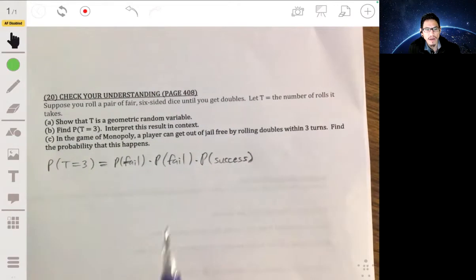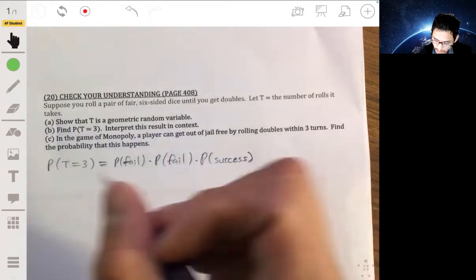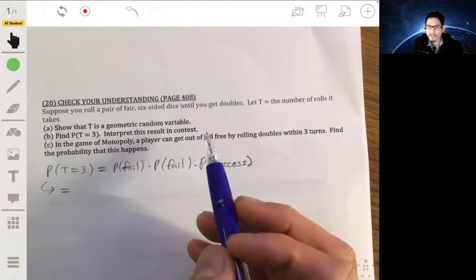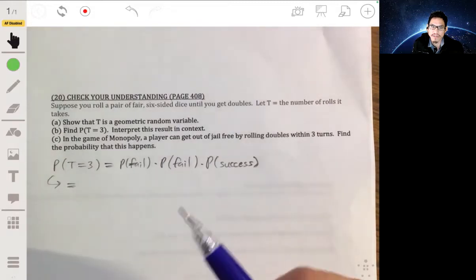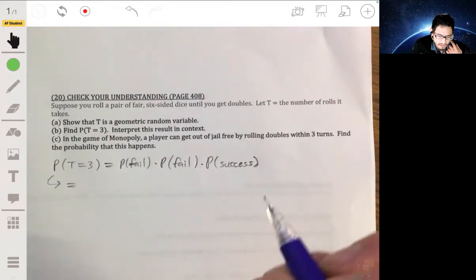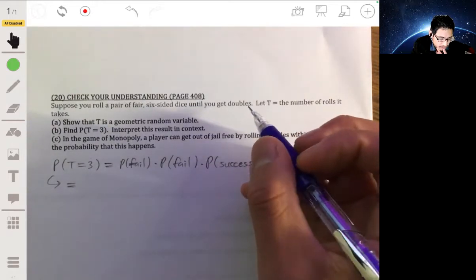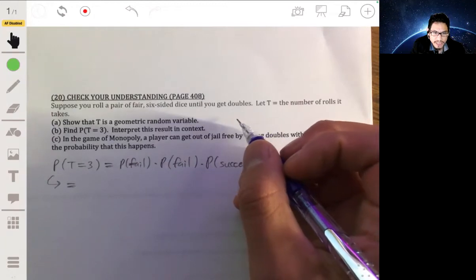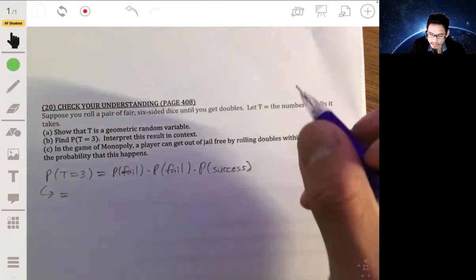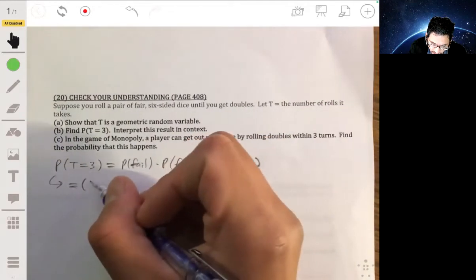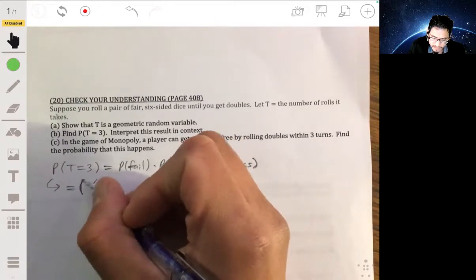Once you get this general concept down for geometric random variables, you're going to find that they're all the same, and it's a simple multiplication. Failing means that you don't get doubles, so it means you get anything else besides a pair of doubles. Since the probability of getting doubles is 1/6, the probability of not getting doubles is 1 minus 1/6, or 5/6. So the probability of failure is 5/6.